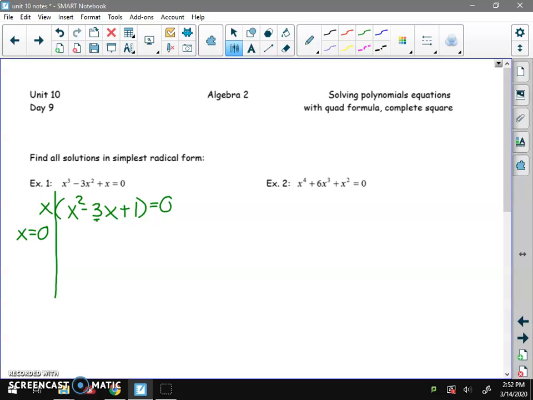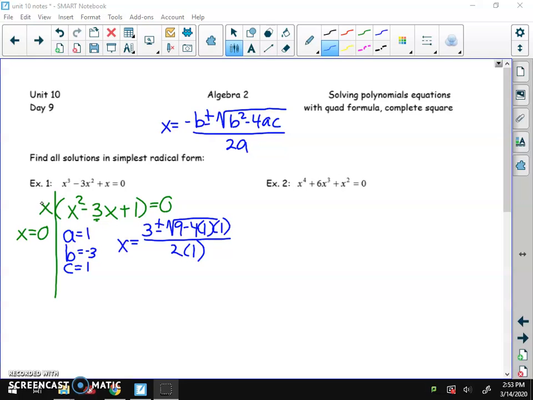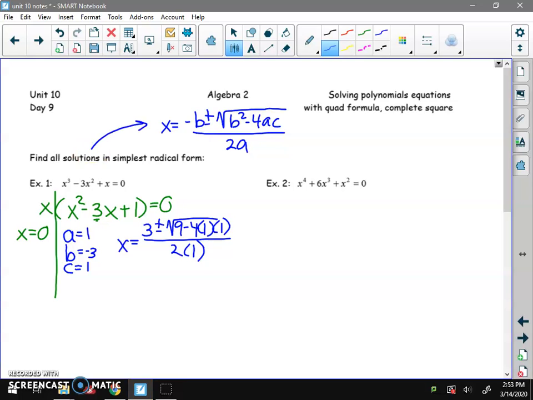because of this odd number right here with the 3. So we're probably going to want to look at this right side and do the quadratic formula for it. In the quadratic formula, my a is going to be 1, my b is going to be negative 3, and my c is going to be positive 1. So x equals negative b, which is 3, plus or minus the square root of b squared, which would be 9, minus 4 times a times c, divided by 2a. I've written the quadratic formula at the top of the page for you, should you need it.